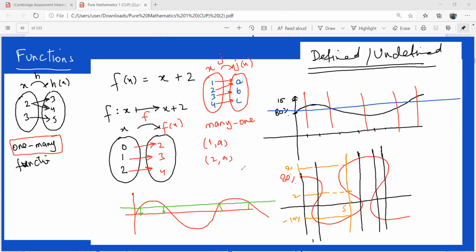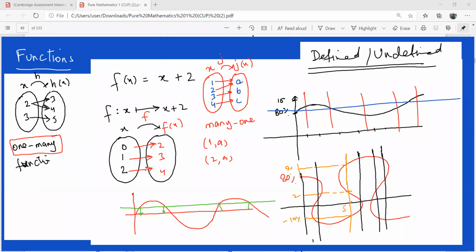Okay? So guys, I have told you about the function notation, about the horizontal line test, and about the vertical line test. I'm going to repeat it, you must note it down: the vertical line test is used to determine if your function is defined or not, and the horizontal line test is used to determine if your function is a one-to-one function or not.